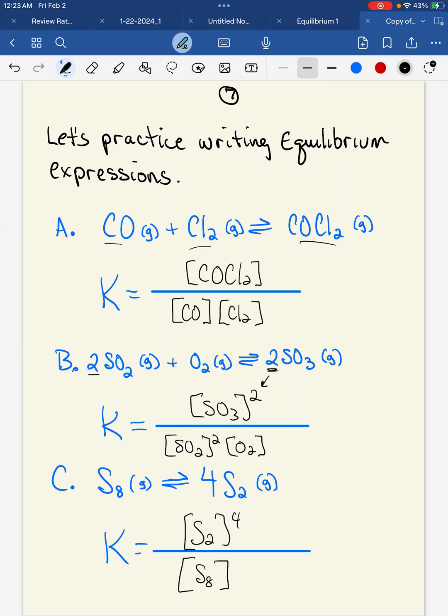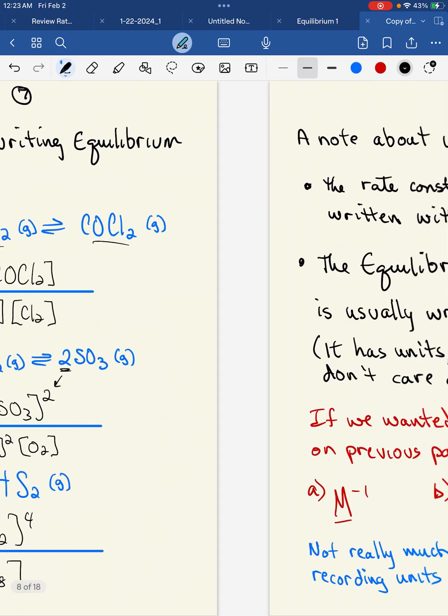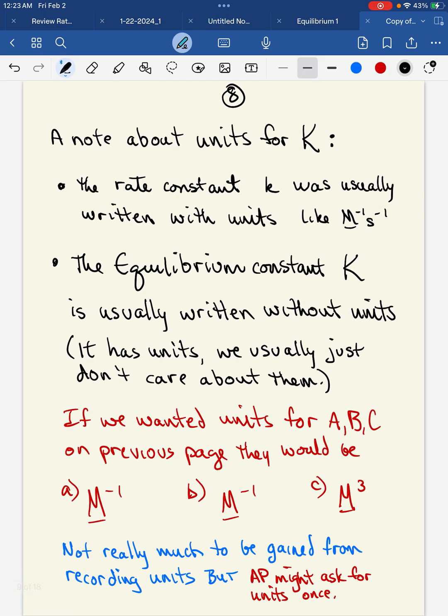And we're using these square brackets to represent molar concentration, moles per liter. The only things we include in the equilibrium constant expression are things that can be measured in moles per liter. The rate constant K was usually written with units, like moles per liter to the -1, second -1. The equilibrium constant K is usually written without units. That's just by convention. There's no real reason not to, other than they can get kind of cumbersome, and there's not really much to gain by using those units.